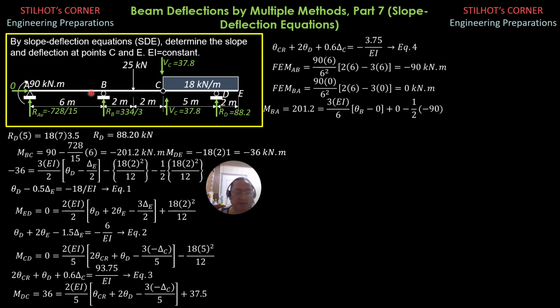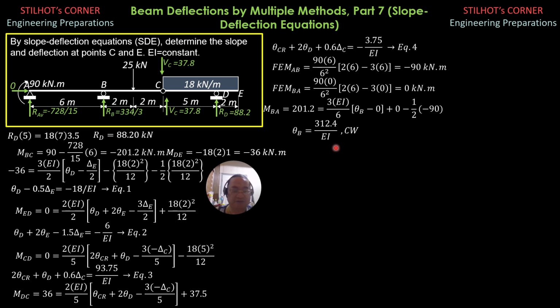Quantity theta near, so theta B minus delta over L, 0, delta A or delta B 0 over L, which is 6, 0. Then plus fixed moment at B, which is supposedly positive, but it is 0, minus 1/2 fixed moment far, which is at A or AB, negative 90. Simplifying, we can compute theta B now equal to 312.4 over EI. And because it is positive from slope deflection equation, it is clockwise.